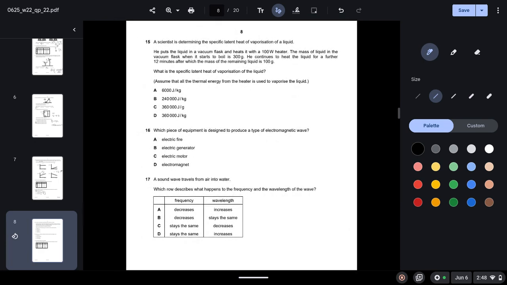A scientist is determining the specific latent heat of vaporization of a liquid. He puts the liquid in a vacuum flask and heats it with a 100-watt heater. The mass of the liquid in the vacuum flask when it starts to boil is 300 grams. He continues to heat the liquid for a further 12 minutes, after which the mass of the remaining liquid is 100 grams. What is the specific latent heat of vaporization of the liquid?